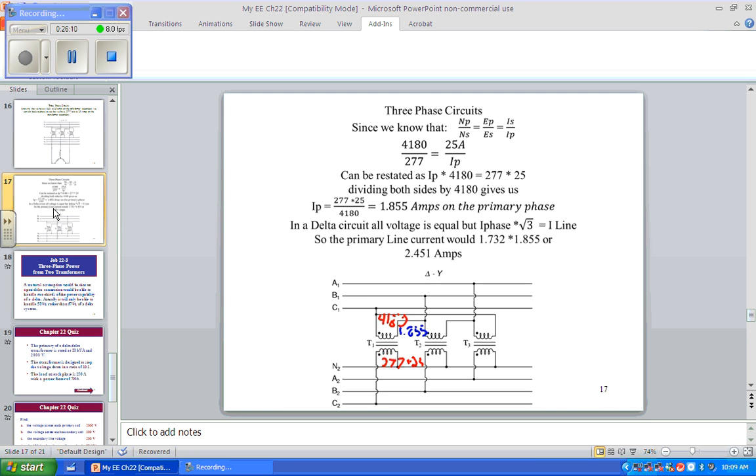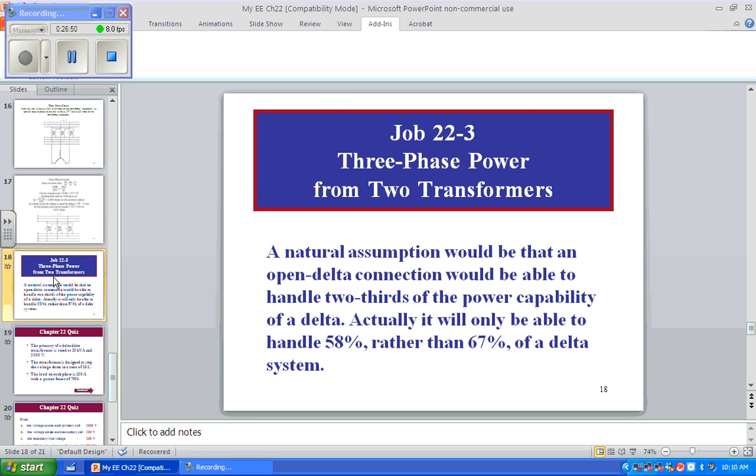So now we want to look at, can we see the current in a single phase of a delta supply? We probably cannot see that. So we want to find the line current, because we have the phase current. If we have the phase in a delta, we multiply that times square root of 3 and we'll find our line current. Is that correct? Okay. So our phase is 1.855. We're going to multiply that times the square root of 3. We'll wind up with 2.451 amps on our primary line, which we can probably measure.